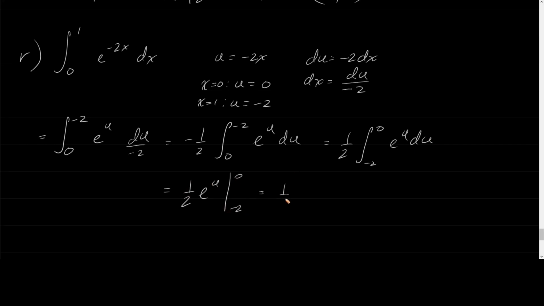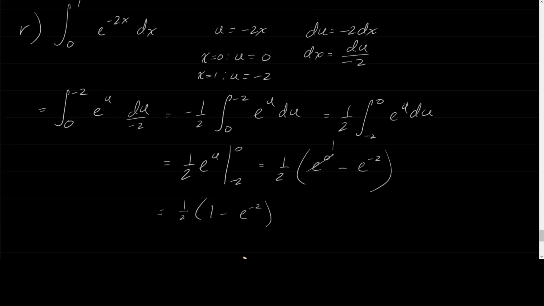So that gives us 1/2 times, plug in the top, e to the 0, minus plug in the bottom, e to the -2. E to the 0, however, is 1. So we can say here our final answer is 1/2 times 1 minus e to the -2. Right? So that was R.